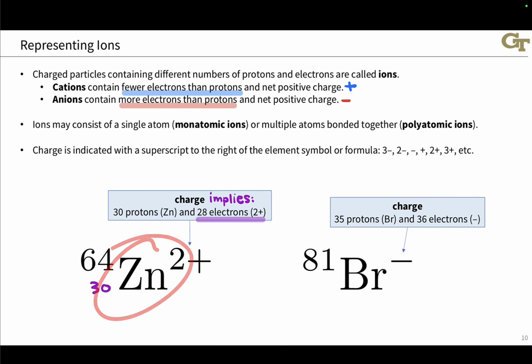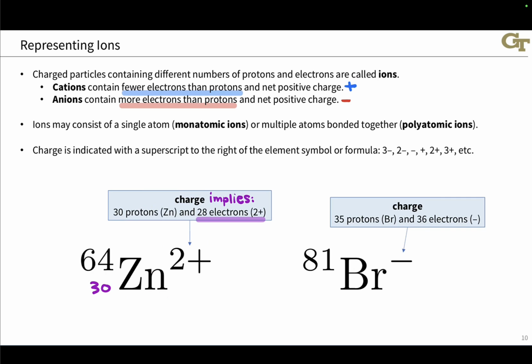Every atom of zinc, whether it's neutral or charged, has an atomic number of 30, for example. And another thing to note here is that the charge implies the number of electrons. Because I know this is zinc and there are 30 protons in the nucleus, that's plus 30 in the nucleus due to the positively charged protons. For the ion to have a plus 2 charge overall, I need a negative 28 charge from all the electrons. And so the plus 2 charge implies 28 electrons in the ion, since 30 minus 28 is positive 2.